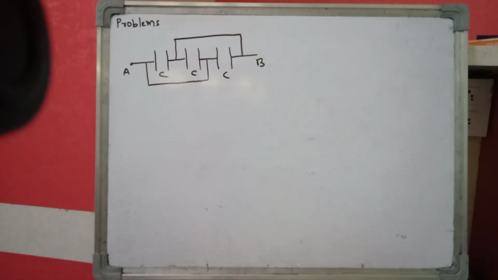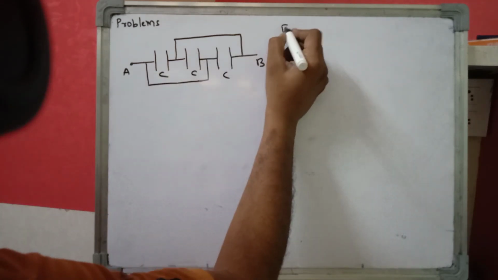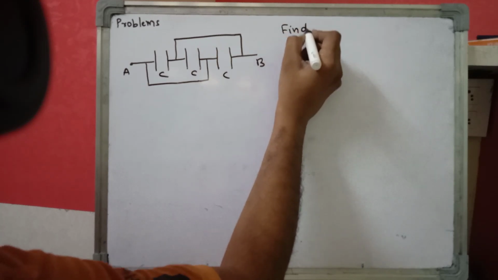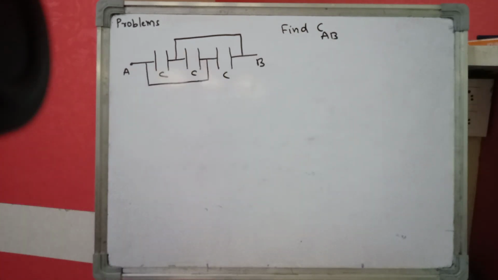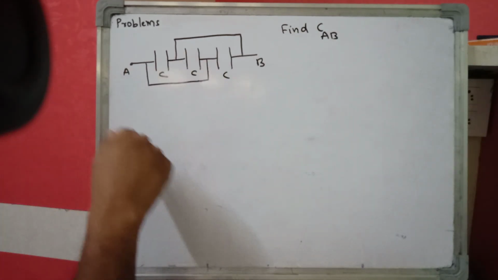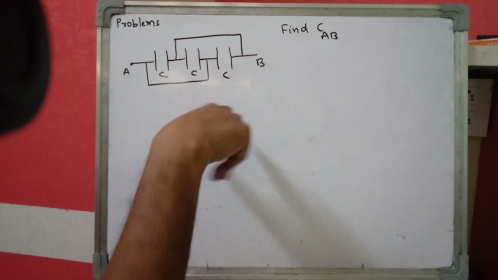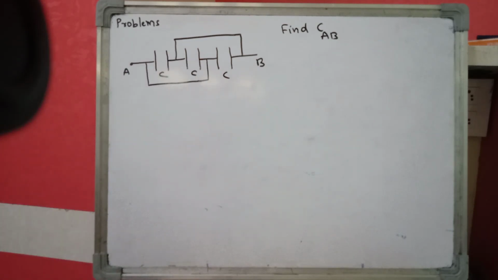Friends, you are asked to find effective capacitance across A and B. So the question is: find effective capacitance across A and B. Across A and B means A is connected to one terminal of the battery and B is connected to the other terminal of the battery. So let us solve this problem.